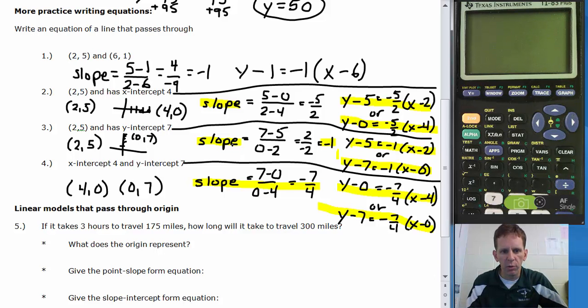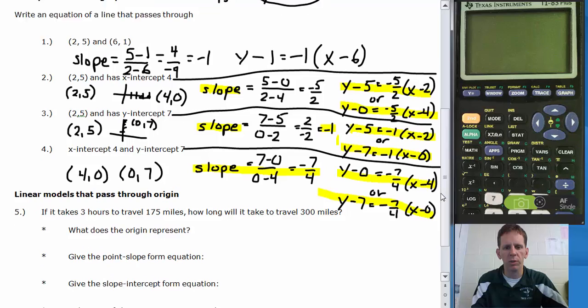So we'll put this all together one last time. We're going to take a look at number 5. It says if it takes 3 hours to travel 175 miles, how long will it take to travel 300 miles? This is a problem where we're going to assume that our model passes through the origin. That's the point (0, 0).